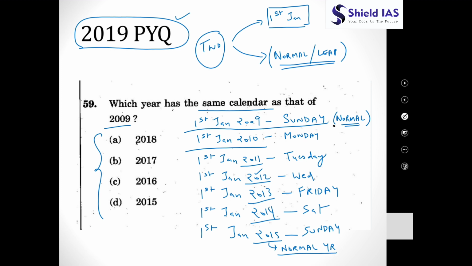Now you can directly see that 1st January 2015 is the same as 1st January 2009, and both 2009 and 2015 are normal years. So logically these two are the same for both the years. Yes, so both 2009 and 2015 would be having the same calendar. So the answer to this particular question is D.